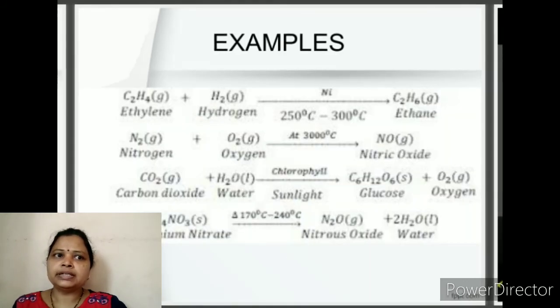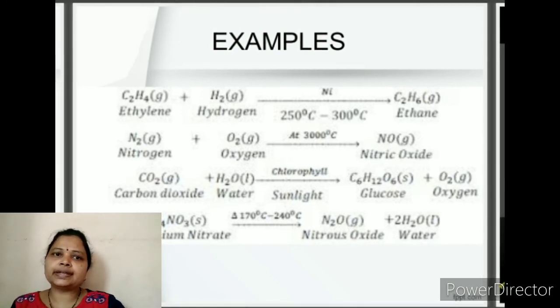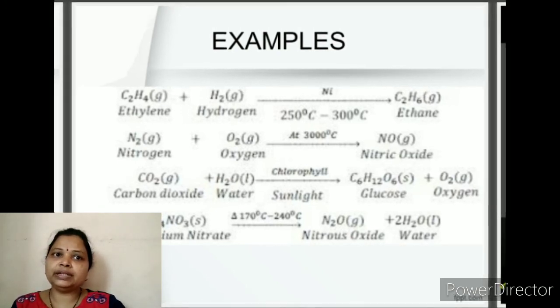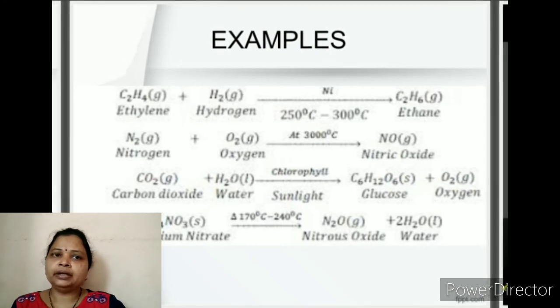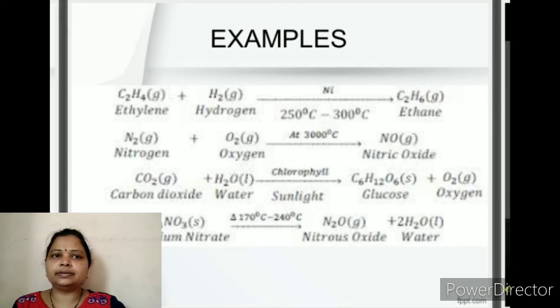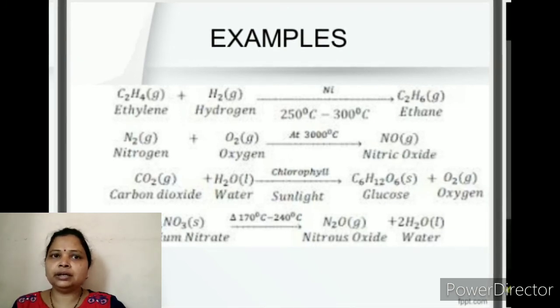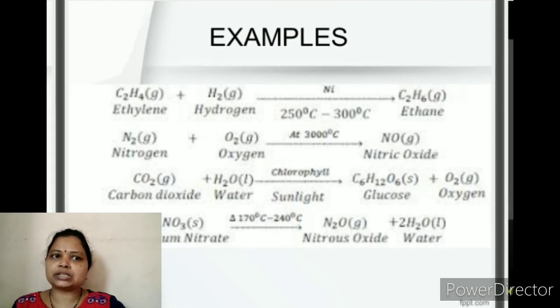For example, C2H4, that is ethylene, reacts with the hydrogen, that is H2, in presence of the nickel. Written above the arrow, in presence of the nickel at 250 degree centigrade to 300 centigrade. And it gives the ethane, that is C2H6.